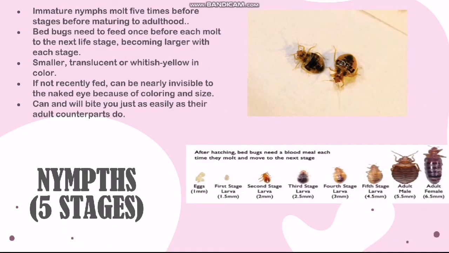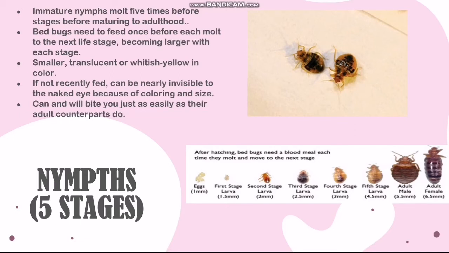The next stage is called the nymph. There are 5 stages of nymph. These young bed bugs will pass through 5 molts, which means shedding their outer exoskeleton, before reaching adulthood. So in order to complete a molting stage, each nymph requires a blood meal to molt to the next life stage, becoming larger with each stage.